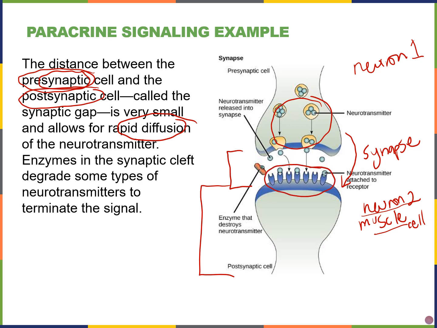And again, eventually, you want the signal to stop. You don't want your cell to continually respond or be on all of the time. So sometimes we have to have enzymes that eventually break down those signals so that the signal can stop and does not resume until the next set of signaling molecules is released.